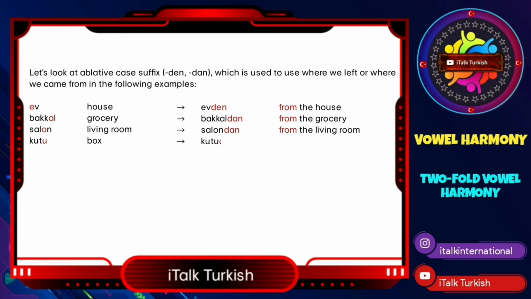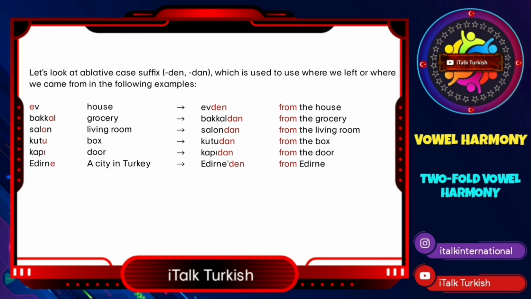Kutu, kutudan. Kapı, kapıdan. Edirne, Edirne'den. You cannot say Edirne'dan. Köy, köyden. Şehir, şehirden. Köprü, köprüden.